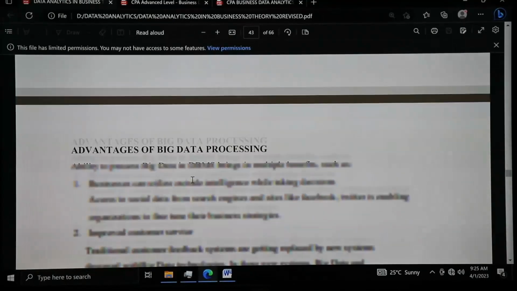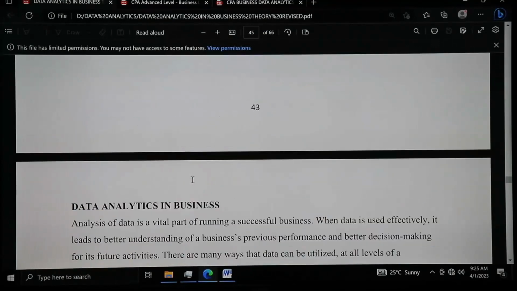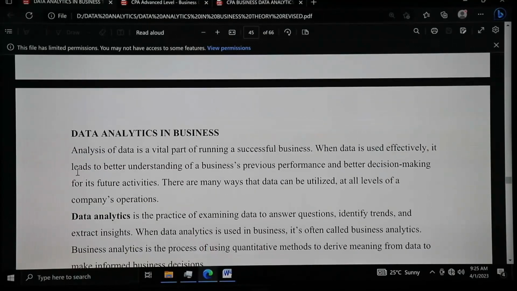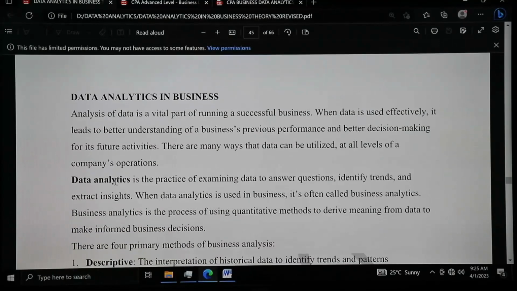Here we say that analysis of data is a very vital process in business. And we have three types of data analysis.